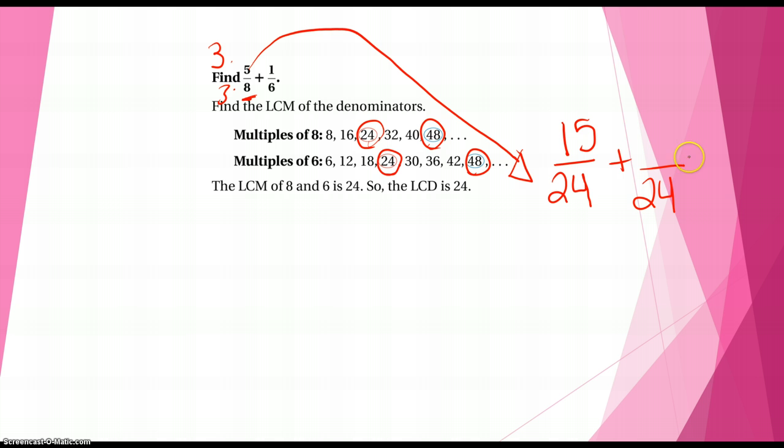The same logic works for my second fraction. I multiplied by 4 to get to 24, so I'm going to multiply by 4 in the numerator to get 4 over 24.